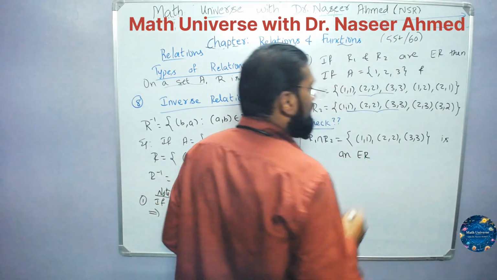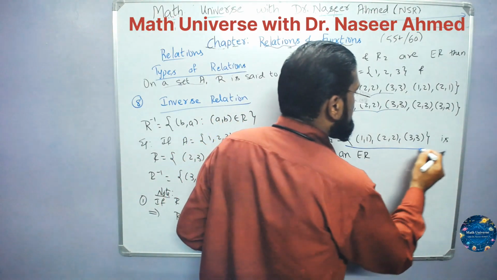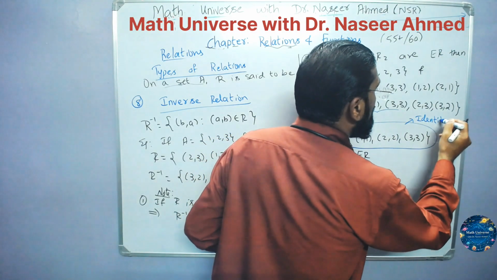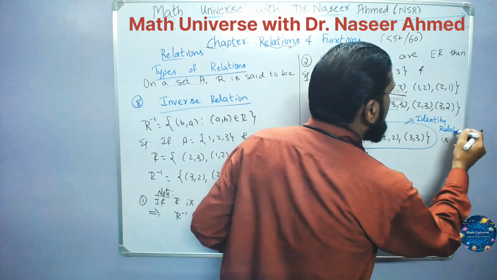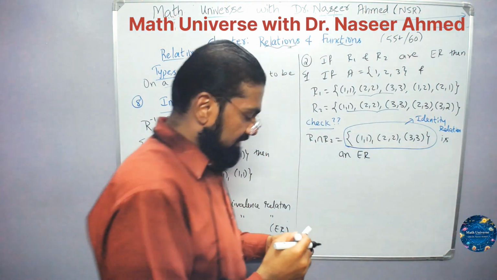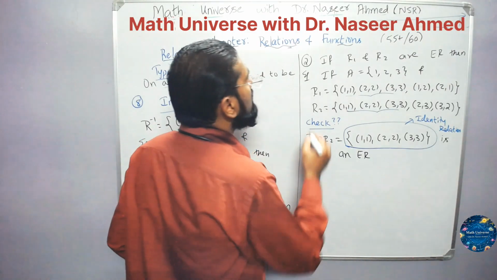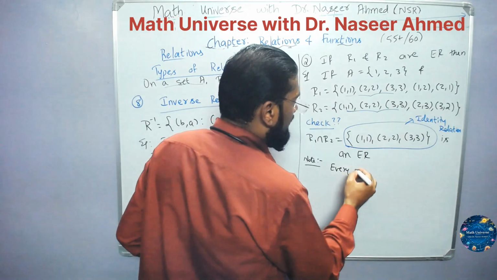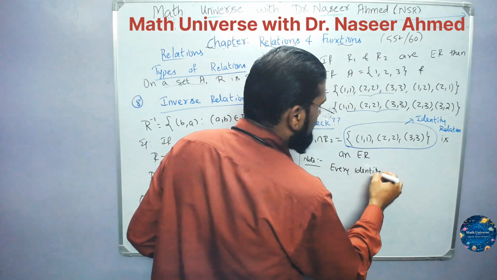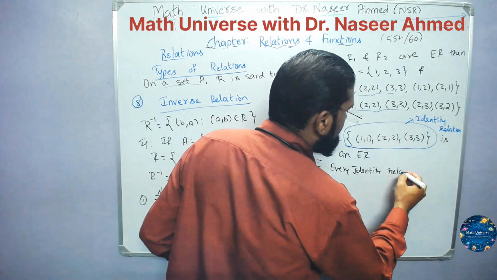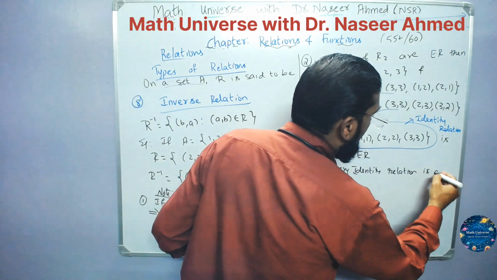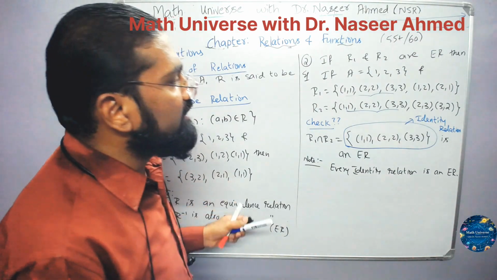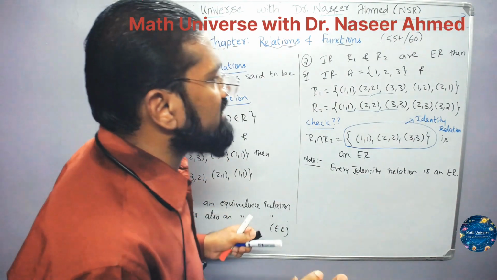Not only that, if you observe carefully, what is this? This is the identity relation. So we also came to know every identity relation is also an equivalence relation. So I can just take a note here: every identity relation is an equivalence relation. See, intersection, we came to know that every time the intersection of two equivalence relations is again what?